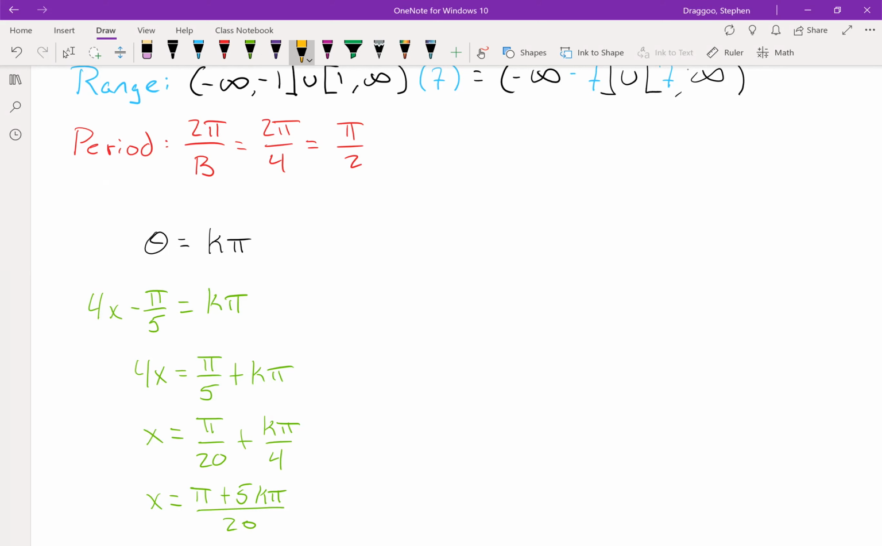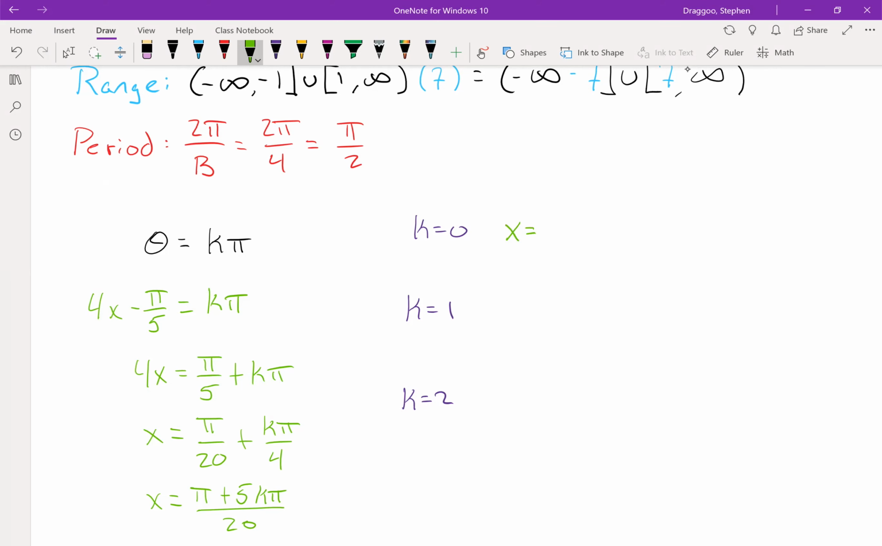To add just one extra step to this problem, say that you were looking for some specific asymptotes for this function instead of just the generic equation for them. I should plug in specific values for k. As an example, let's take k equals 0, k equals 1, and k equals 2. Just come up with 3 equations, 3 specific asymptotes for this problem.